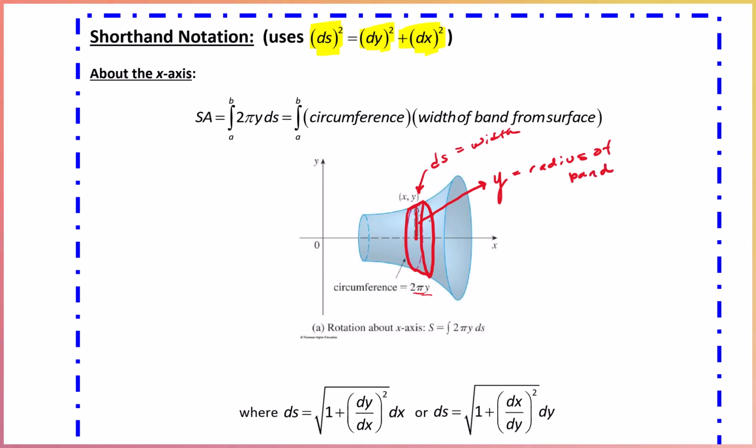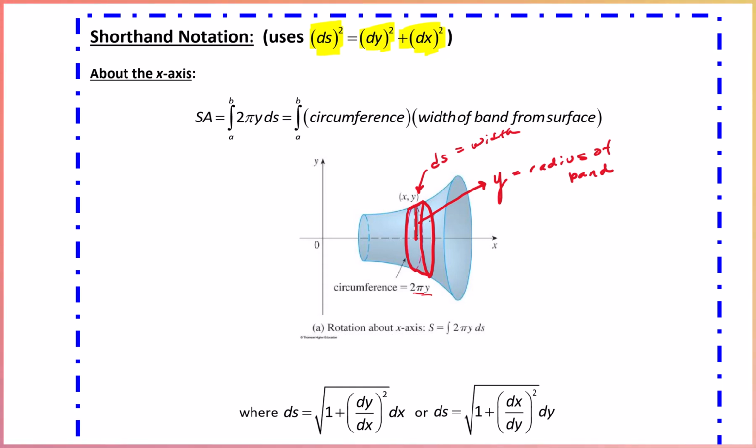So that's our width, and y is our radius of the band. And so what you see here is when we're rotating around the x-axis that this surface area formula is actually a circumference times a width of the band. And you can see I wrote that out in words up above. It's the circumference times the width of the band, and that's where we get that 2 pi y ds.